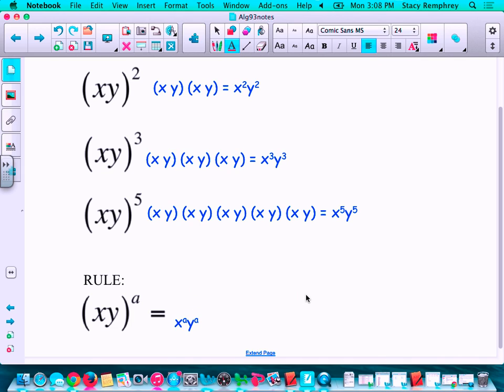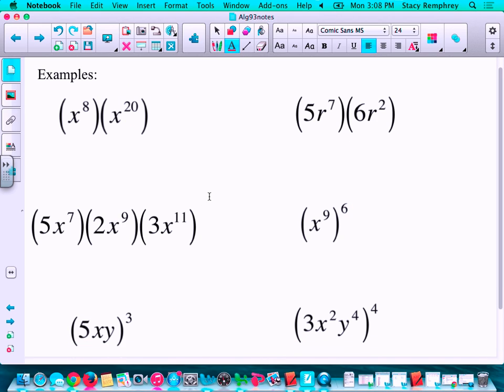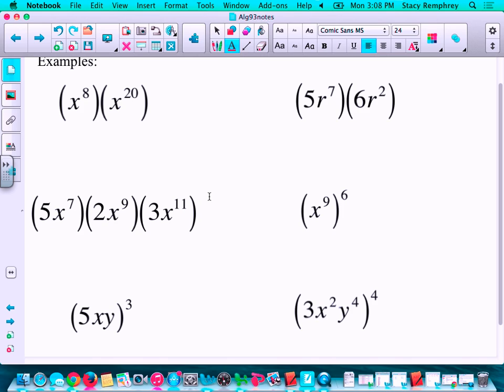And it's reminding you that it's not just one being raised to the power, it's both of them. So if you like, you can try to go through these examples yourself, then come back and check your answers. So push pause, work through the examples, then check your answers. Over here, this one is you're adding the exponents. I have 8 x's in a row, then 20 x's in a row next to them, so this would be x to the 28th.